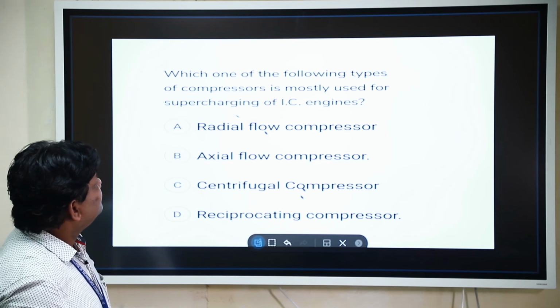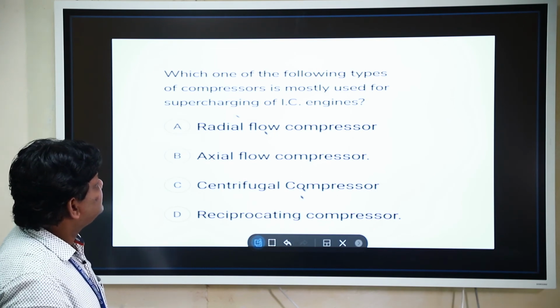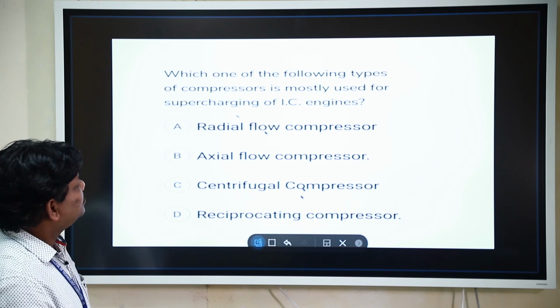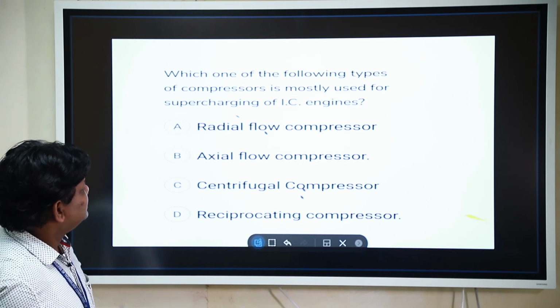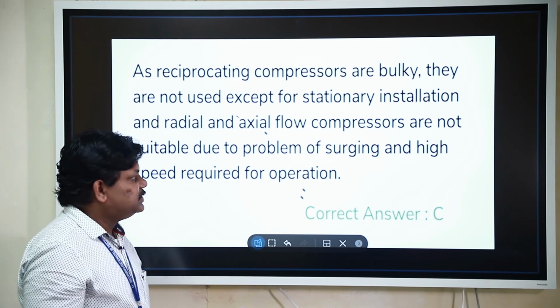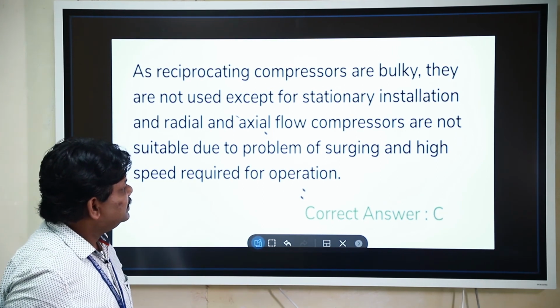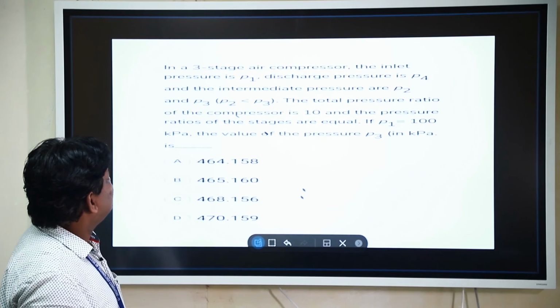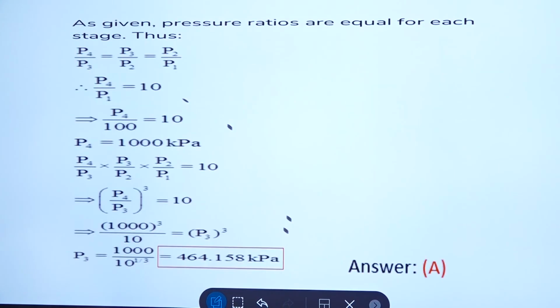The next one is, which one of the following types of compressors is mostly used for supercharging IC engines? It is centrifugal compressor. So now only we have seen that it is centrifugal compressors. So this is the explanation of that.